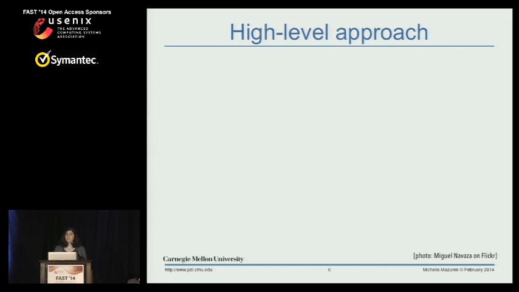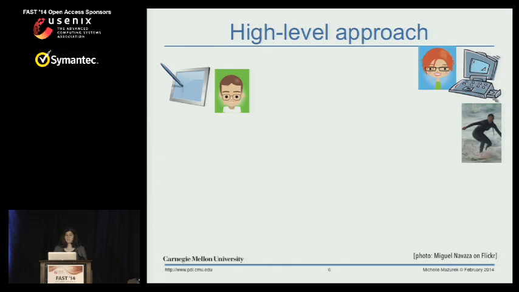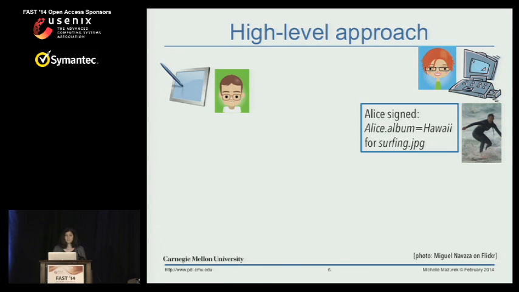So our high-level approach here is sort of as follows. So this is Bob, and he's using this tablet. And over here we have Alice, who has a desktop computer that has some of her photos on it. And so, for example, this photo of Alice surfing. And this also contains some tags and other metadata about Alice's content. So for example, this is a tag in which Alice says that this particular photo belongs to the Hawaii album.